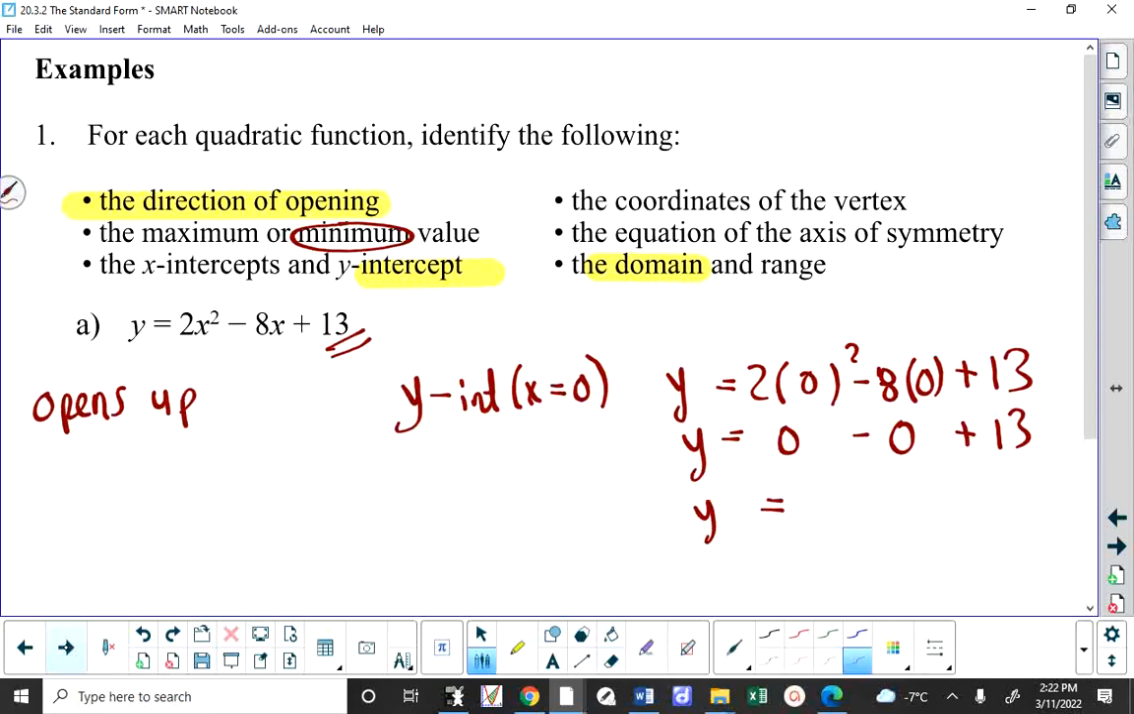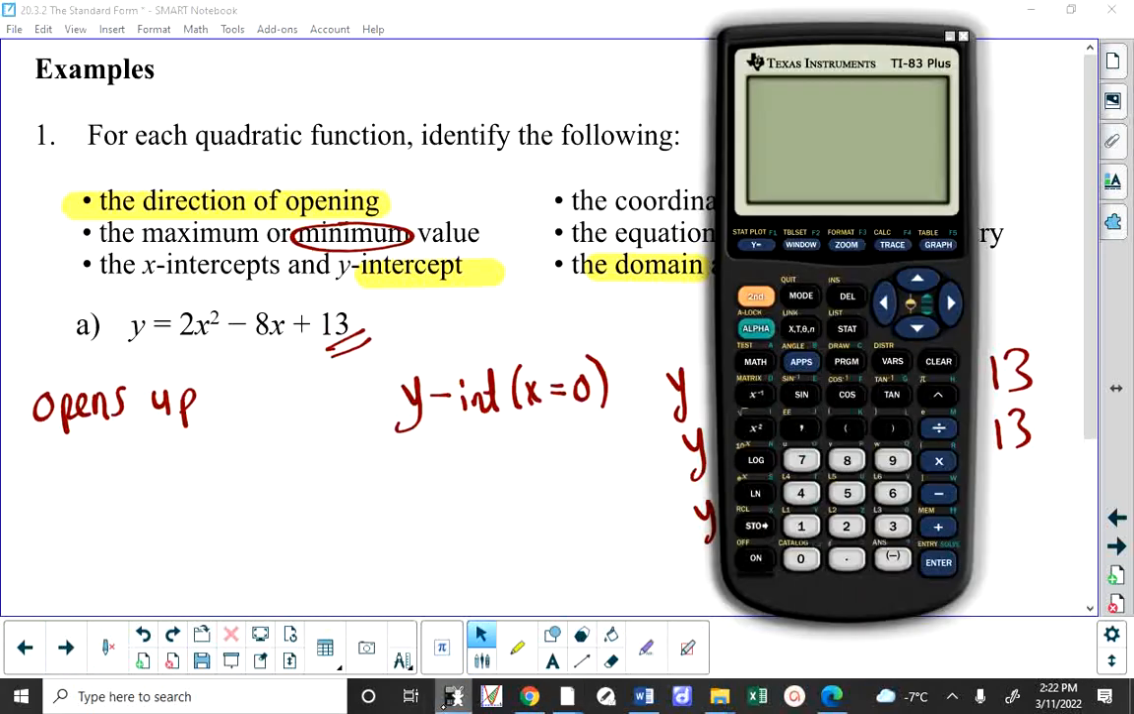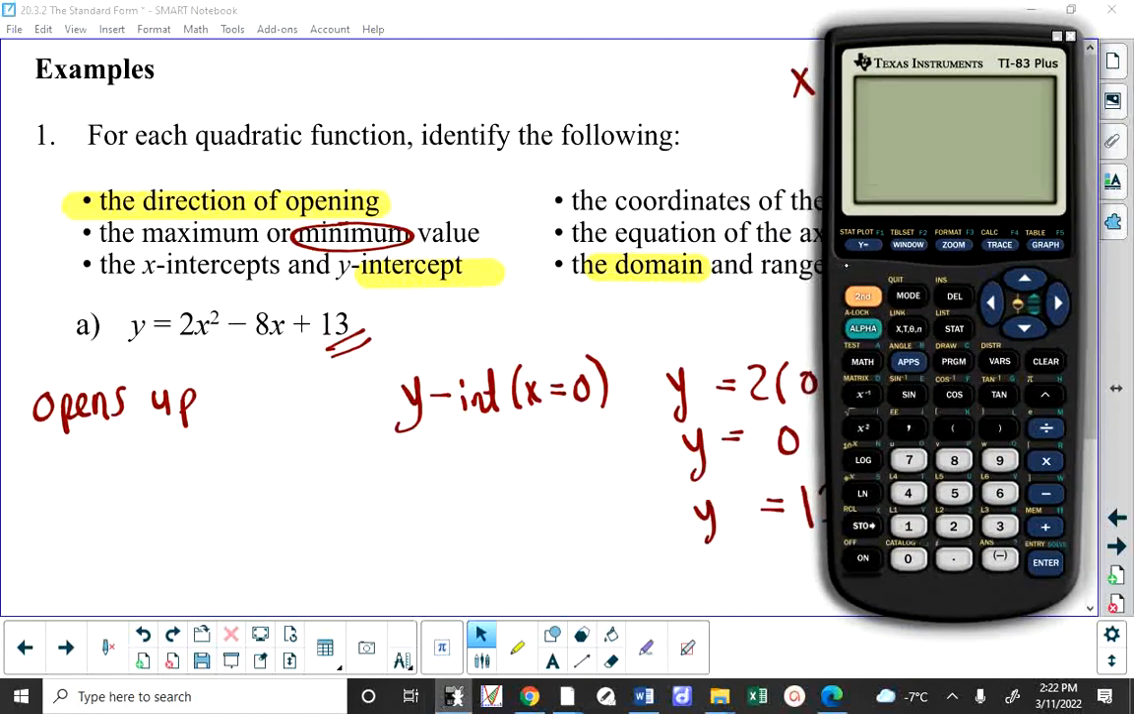What else did I say we can do? The domain. Well, the domain is any real number. I'll put the domain up here. X is any real number. Now, I'm going to pause there for a second and tell you everything else you don't know how to do, we're going to do on the calculator. We're not going to do anything on paper here with regards to this other stuff. So we're going to graph this quadratic function on the calculator to answer all of the remaining questions.